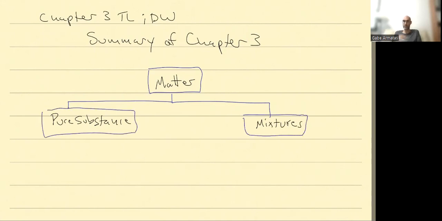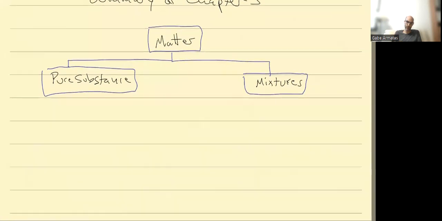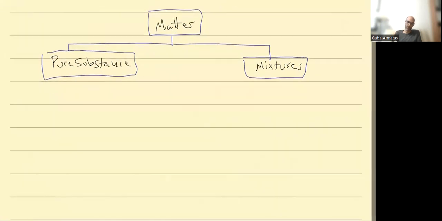A mixture is nothing more than a combination of one or more pure substances. So if I have salt water, for example, I have water, I have salt. Those two things together make a mixture. If you have something that's pure, we can focus on it solely. That's going to be a pure substance. And then pure substances are broken into two categories.